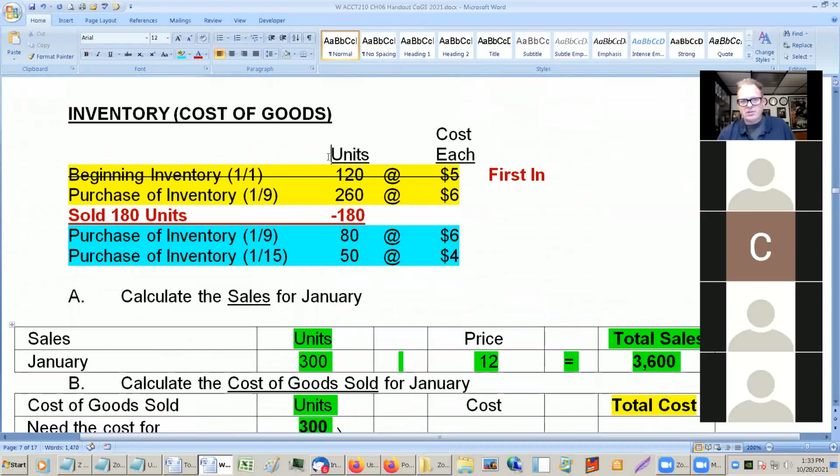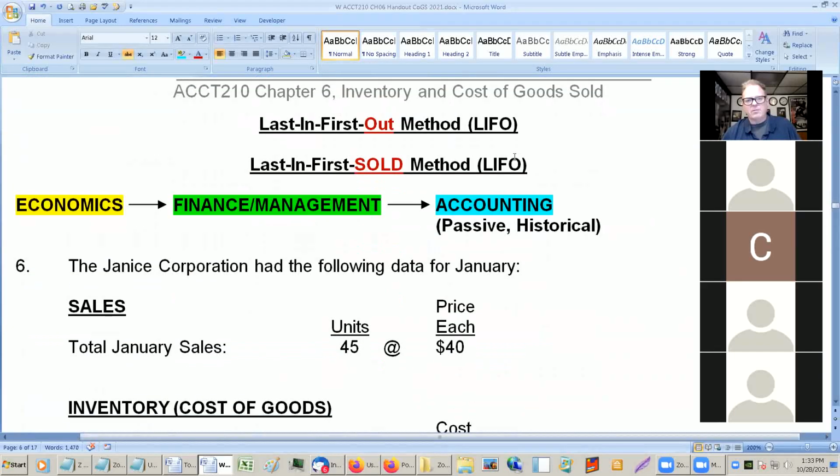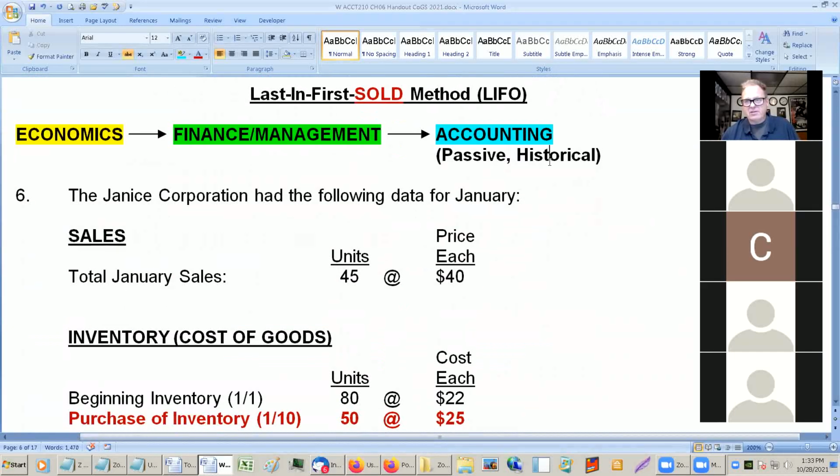In the past, which ones of these did we sell? It's historical. These transactions have already happened. And accounting people didn't make these transactions. These are made by people working in the company. So accounting is sort of passive. It's historical. It's trying to record the transactions that have happened.